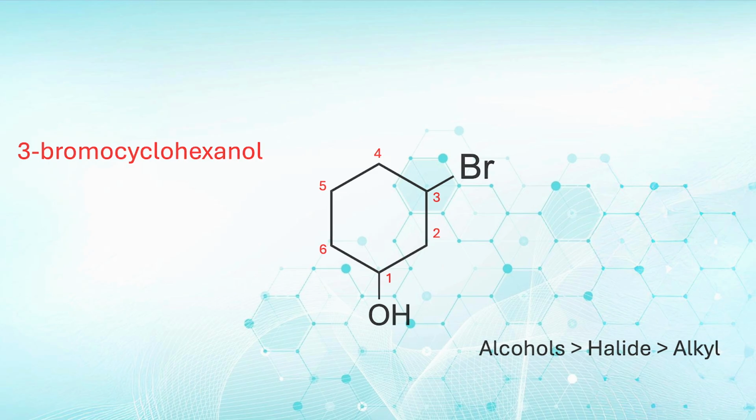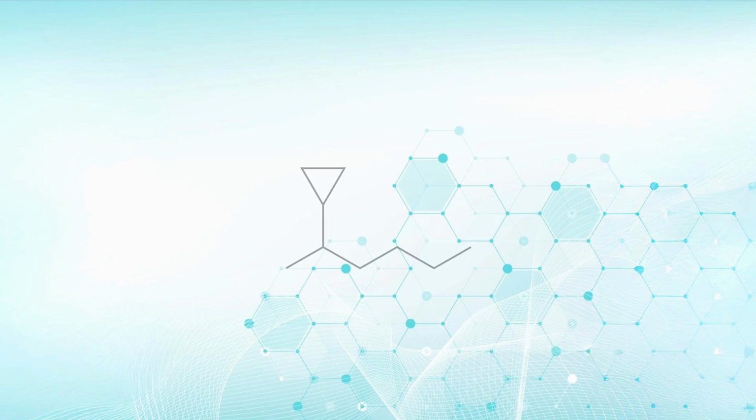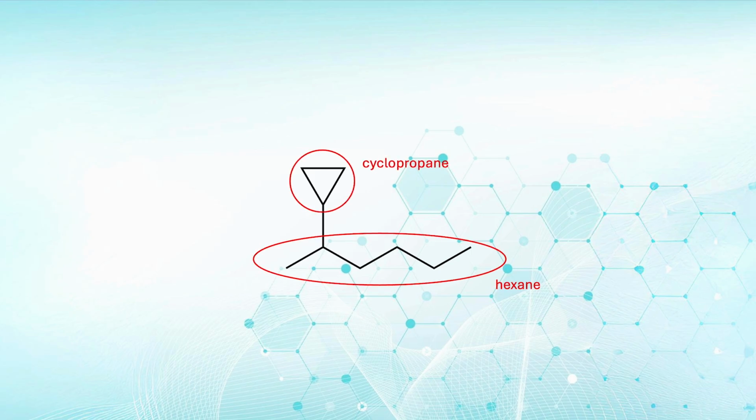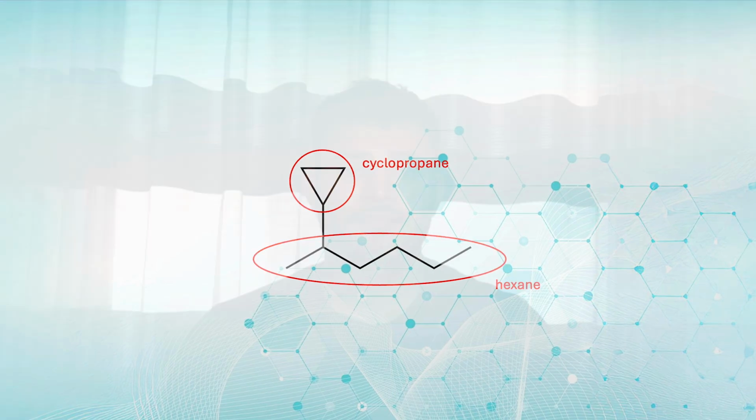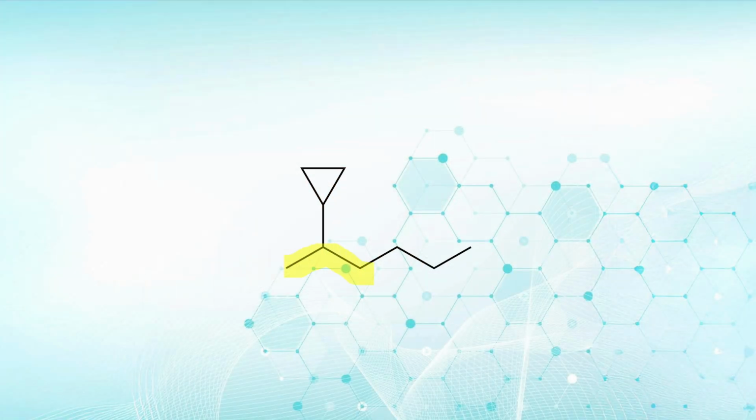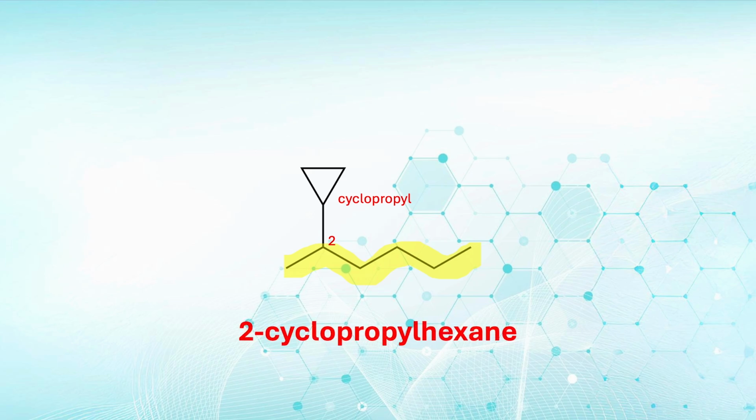Cyclic molecules could get a little confusing. For example, look at this molecule. We have a cyclopropane connected to a pretty long carbon chain. Is the cyclopropane still our parent chain? This is where the confusion sets in. If we have a greater number of carbons compared to a ring, the chain is actually our parent chain. The number 2 carbon contains a cyclopropyl substituent. The name of this molecule is then 2-cyclopropylhexane.